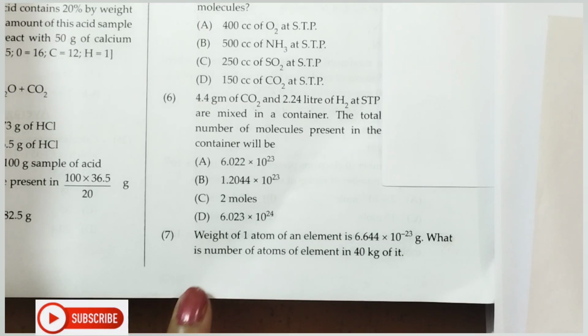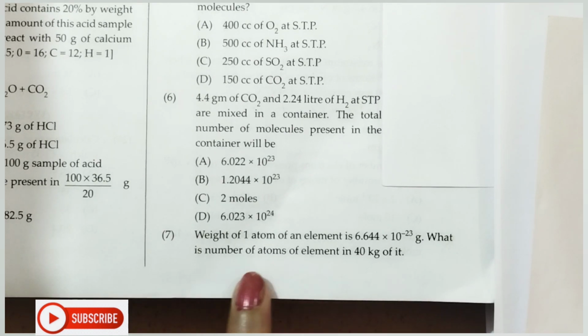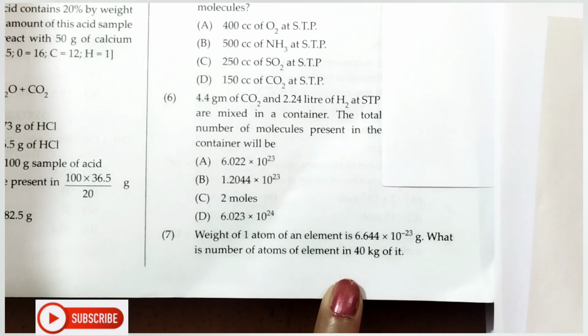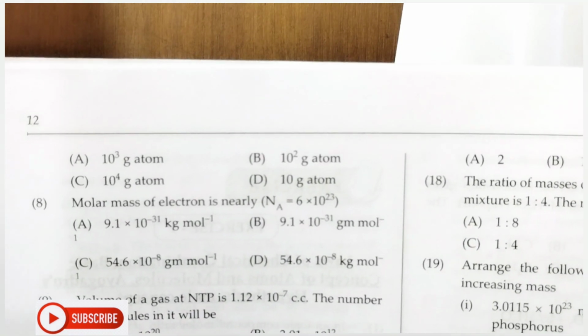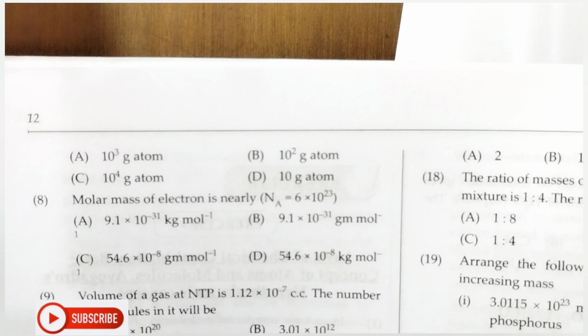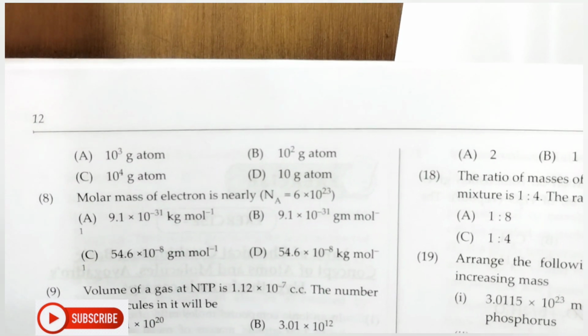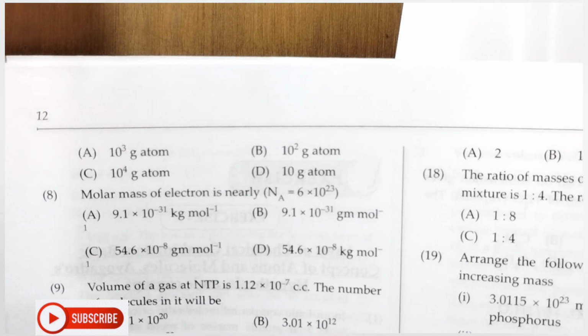If you see question number 7 here, the weight of one atom of an element is given and they ask for the number of atoms of the element in 40 kg of it. Now let us see the options they have given: 10 raised to 3 gram atom, 10 raised to 2 gram atom, 10 raised to 4 gram atom and 10 gram atom. They are asking you to calculate the total number of atoms present in that mass. So let us start the problem.